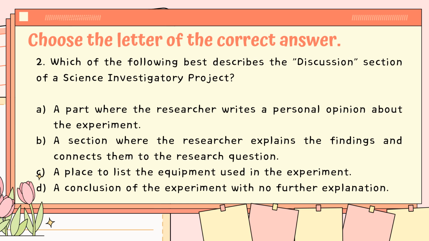Two, which of the following best describes the discussion section of a science investigatory project? A. A part where the researcher writes a personal opinion about the experiment. B. A section where the researcher explains the findings and connects them to the research question. C. A place to list the equipment used in the experiment. D. A conclusion of the experiment with no further explanation.